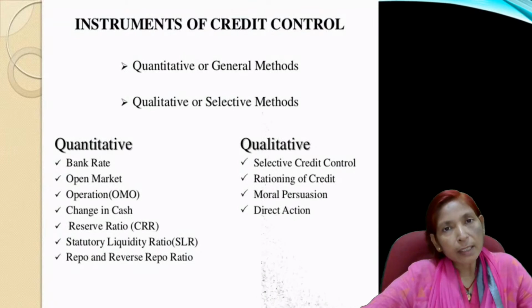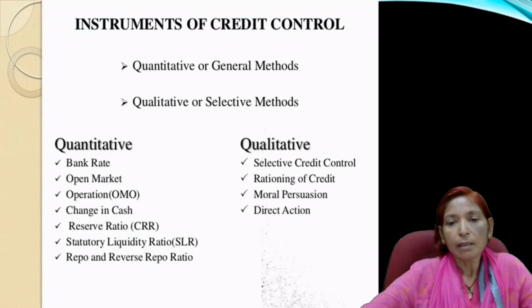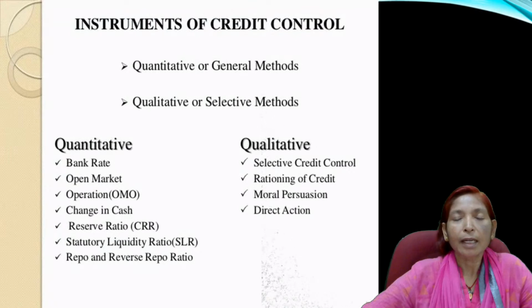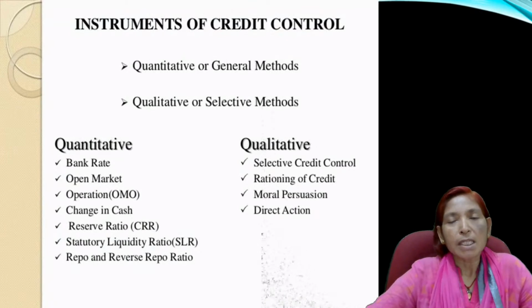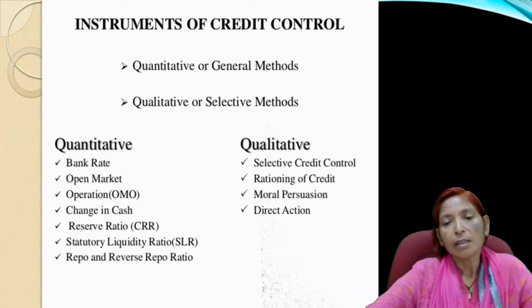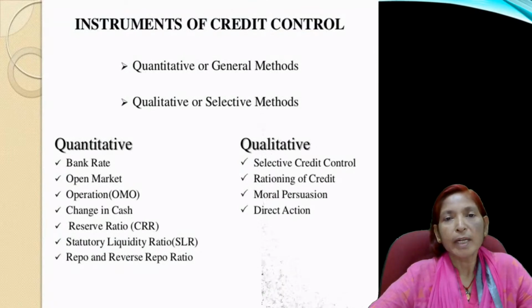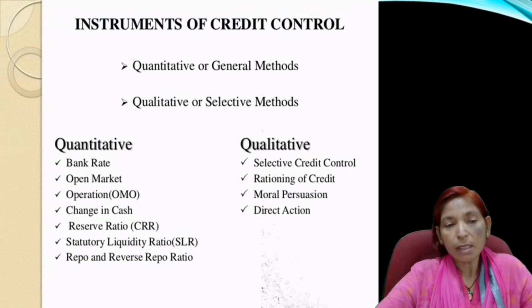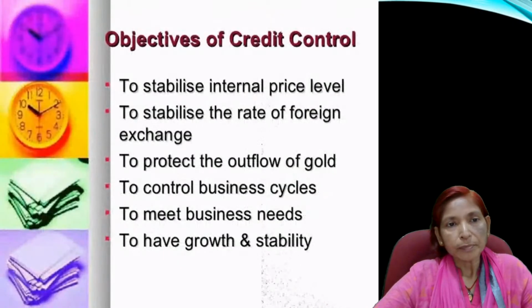And in qualitative credit control instruments, there are mainly four methods from which we can control the credit creation process. Qualitative is also known as selective credit control measures. In this, there are margin requirements, rationing of credit, moral suasion, and direct action. These are the four qualitative instruments of credit control. Now we will explain all these points one by one.